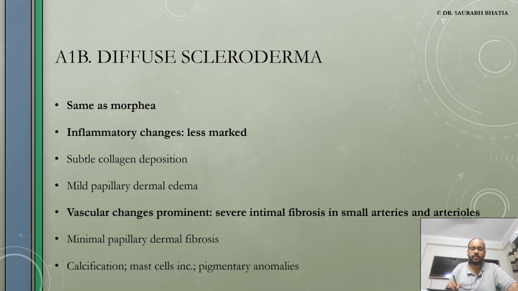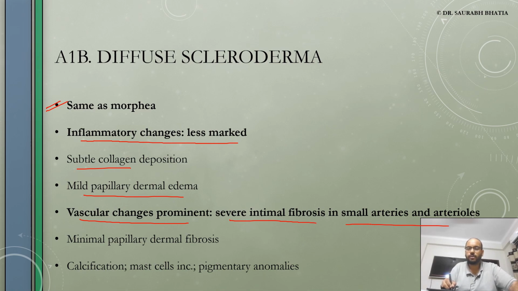In diffuse scleroderma, the features are the same as morphea, but the inflammatory changes are less marked. There is less inflammation. There is subtle collagen deposition, mild papillary dermal edema, but the prominent changes are the vessel changes. You have severe intimal fibrosis in small arteries and arterioles. So what exactly happens is, if this is the artery and there is sclerosis of the artery walls, the lumen will get narrower and the intima will show proliferation and fibrosis.